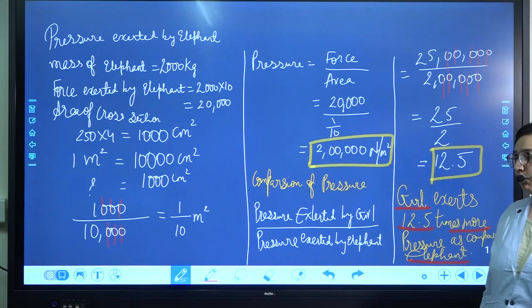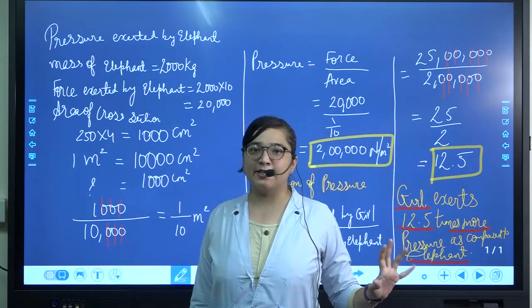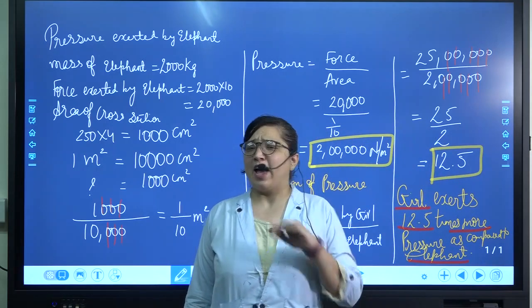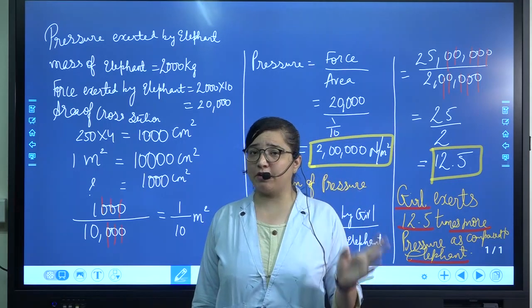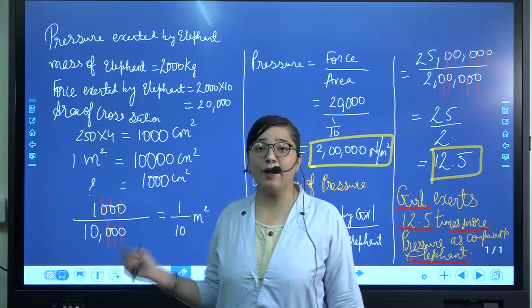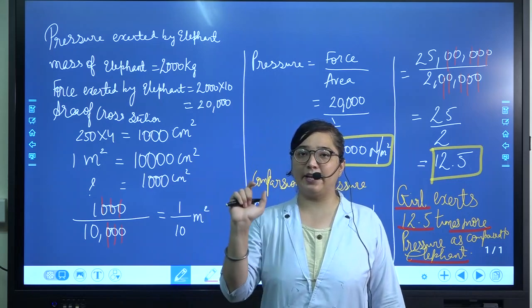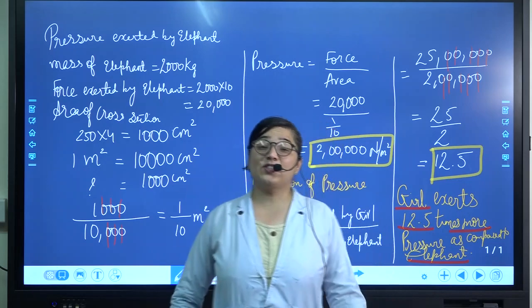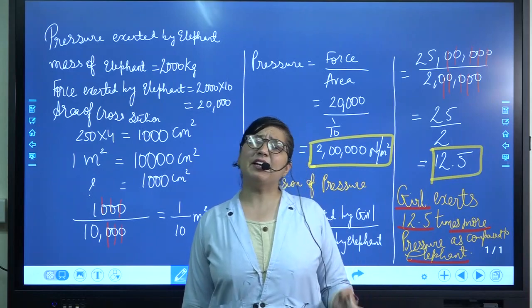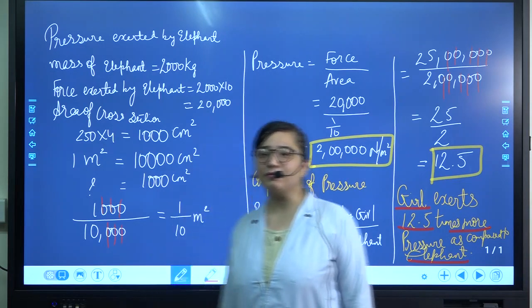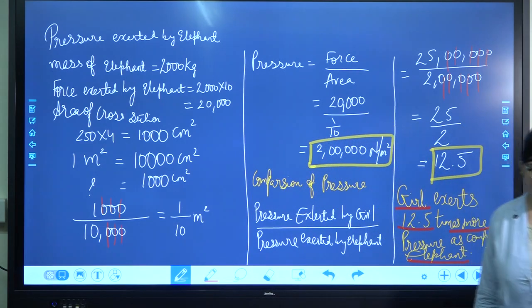Only one numerical is given in your book, which is a good numerical. That is this, and it is a lengthy numerical. Actually, it's not difficult. But you have been given the area and mass such that you have to convert them. It's not a hard numerical, but it has a little bit of conversion. So just read it.